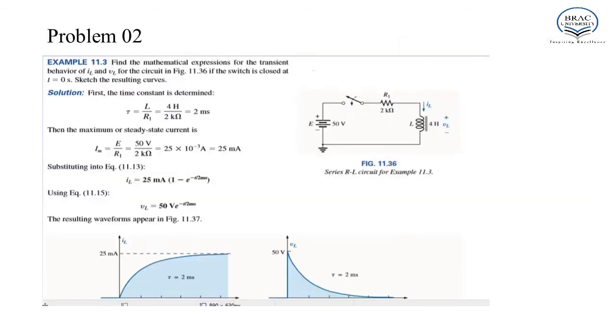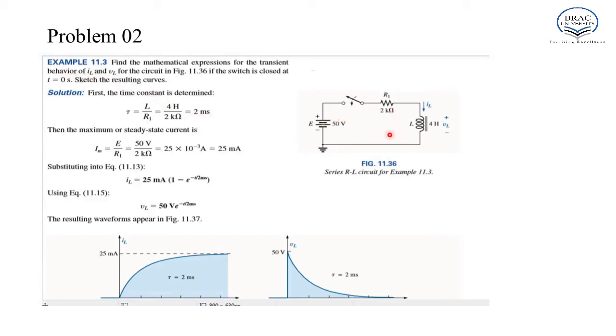Example 2. Find the mathematical expression for the transient behavior of IL and VL for the circuit as shown over here. If the switch is closed at t equals 0 seconds, sketch the resulting curves. At first we need to determine the time constant tau, which for this network will be L by R1, equals 2 milliseconds.